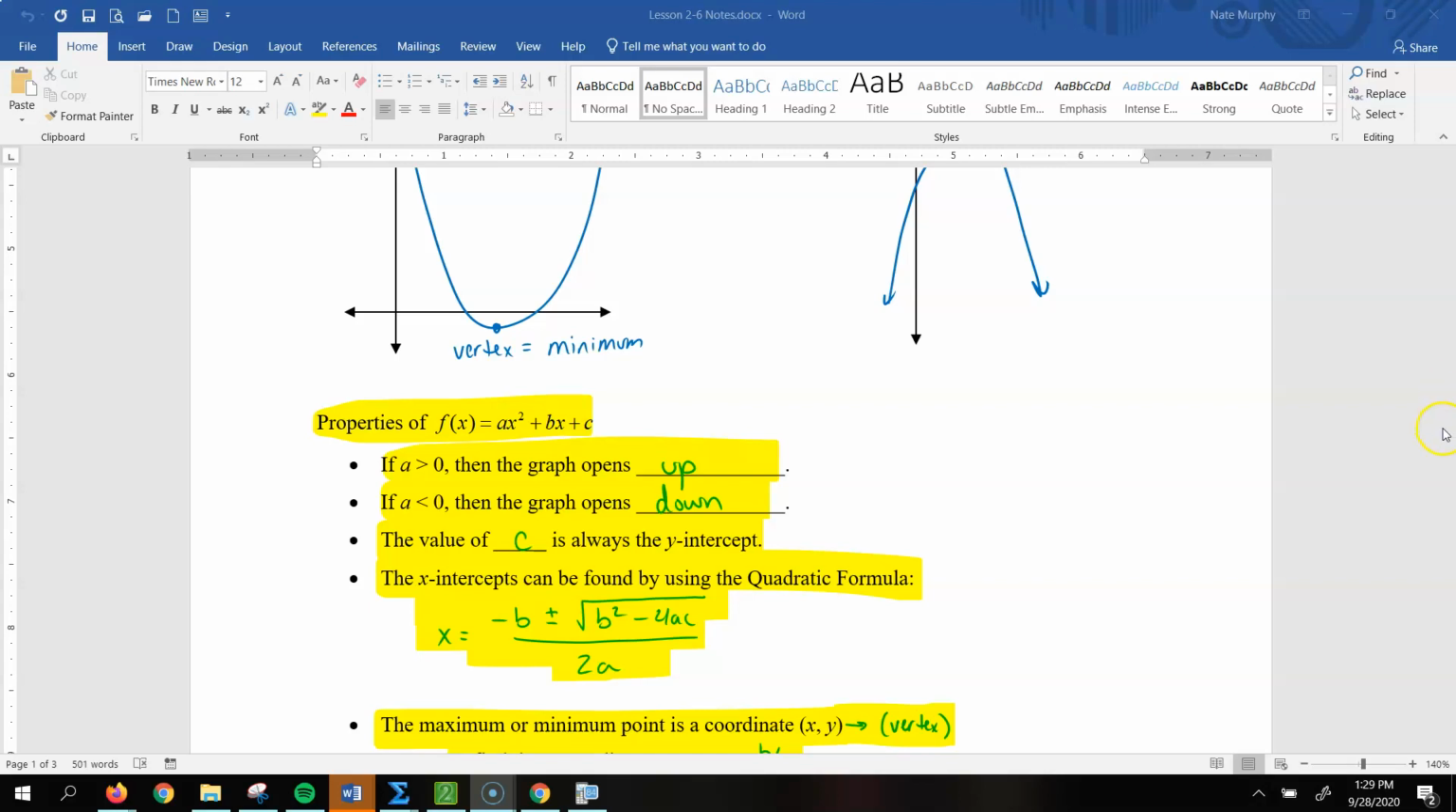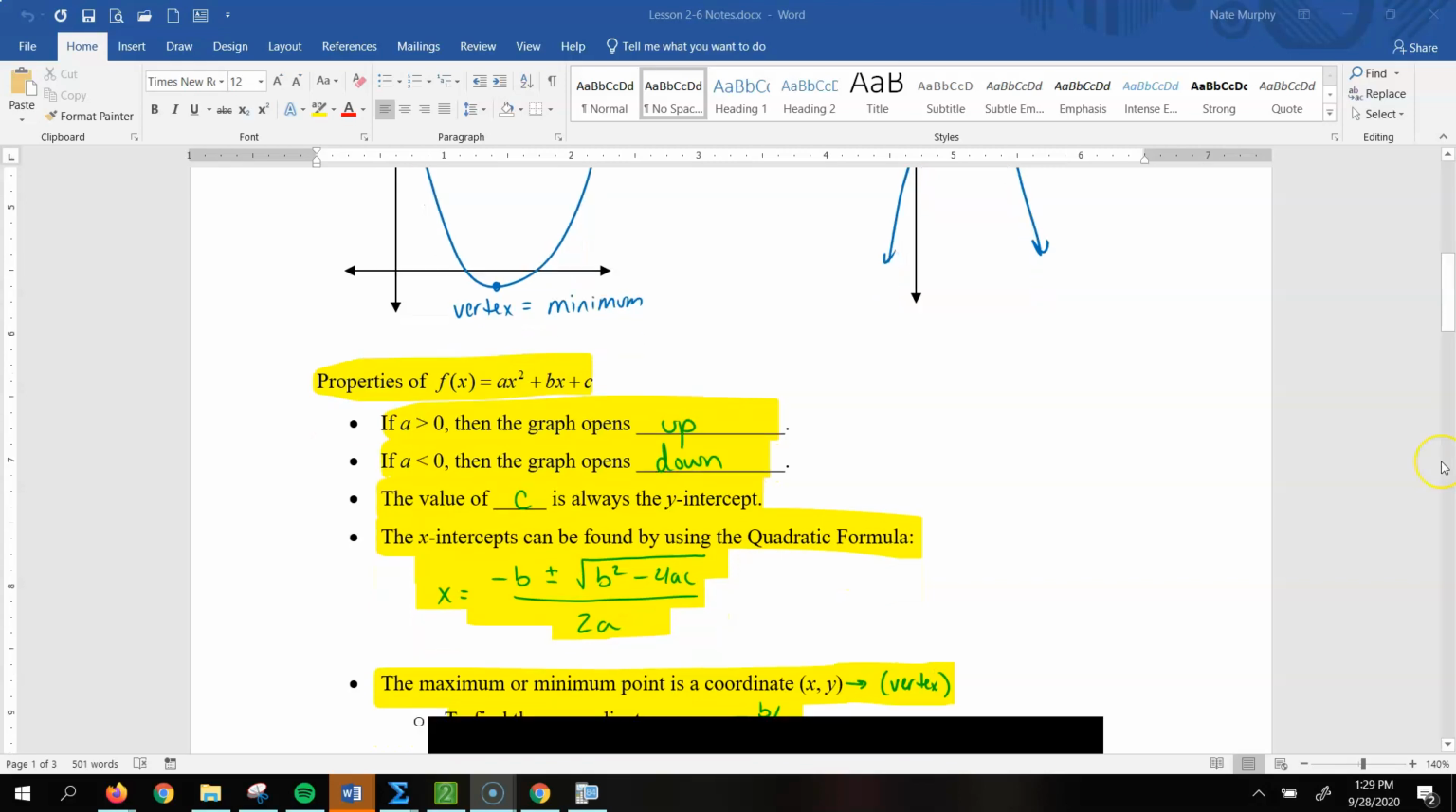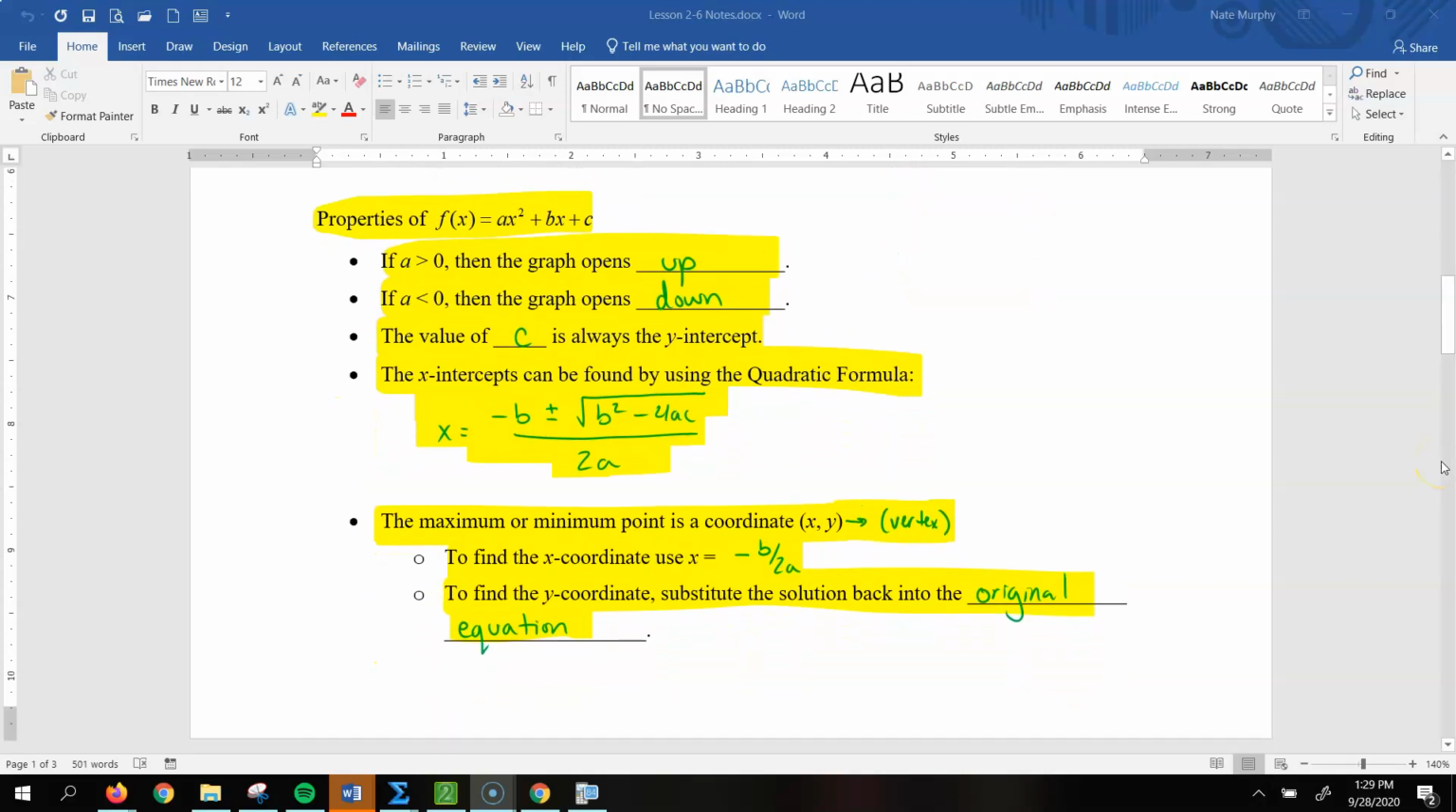Alright, so that gives us the x-intercepts. The quadratic formula gives you the x-intercepts. Now let's talk about the vertex.